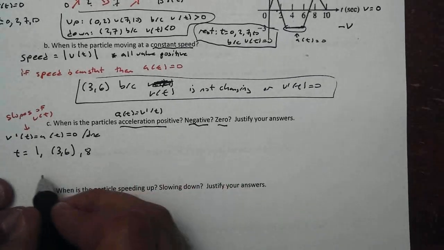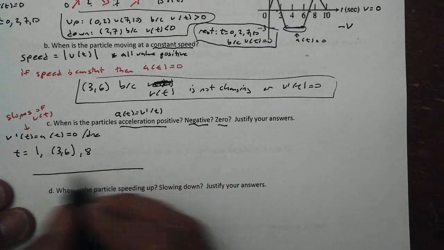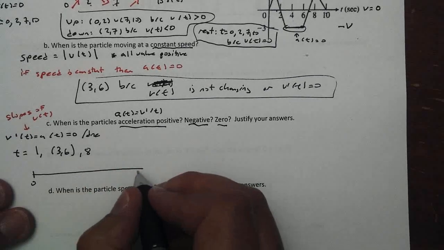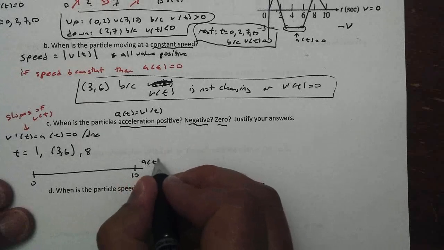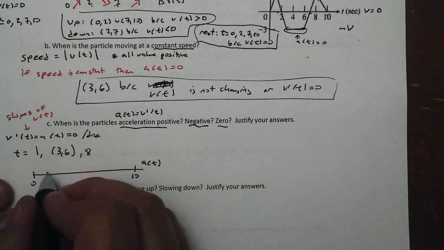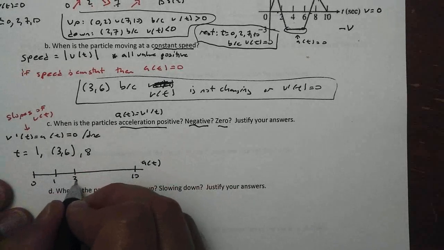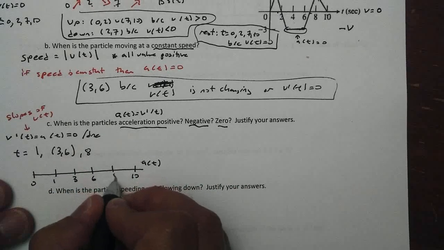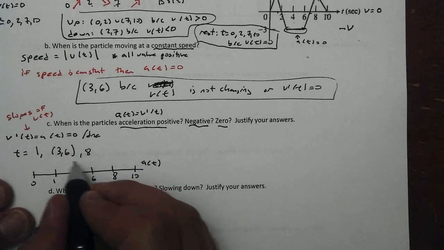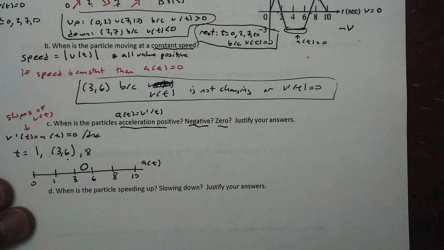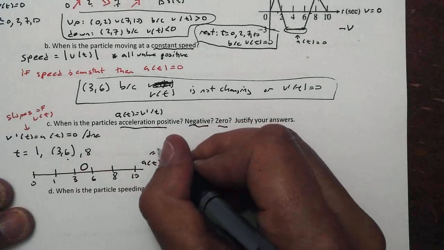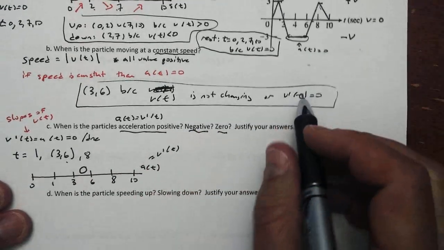So when we go ahead and do our sign chart, between 0 and 10, here's my acceleration, and I'm going to put these in: 1, 3 to 6, and 8. Now the whole domain 3 to 6 is 0. That acceleration is going to be 0. The slope is 0 there. Remember, we're looking at v prime of t, the slopes.